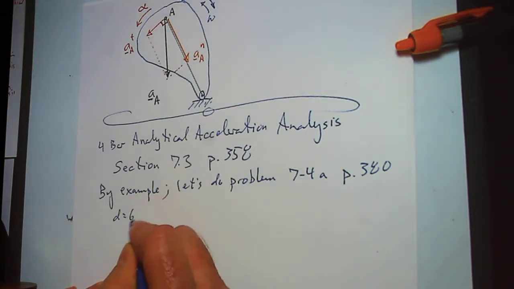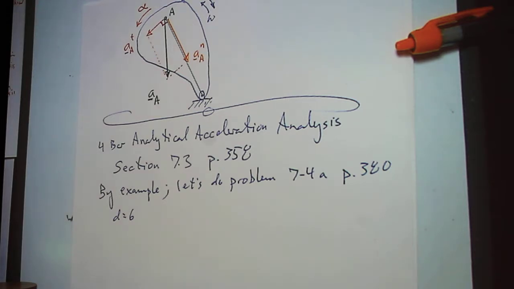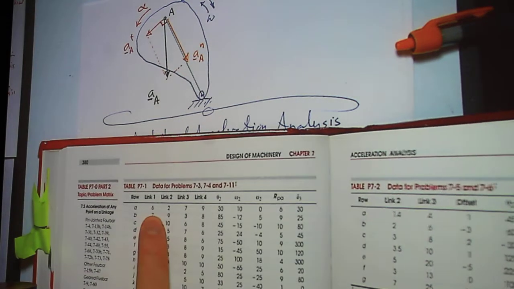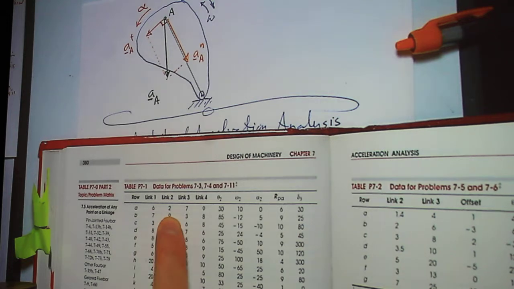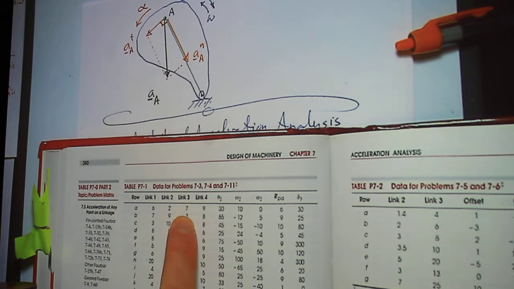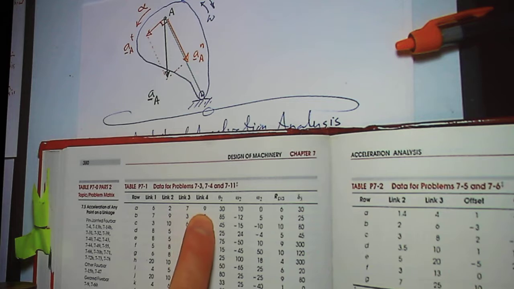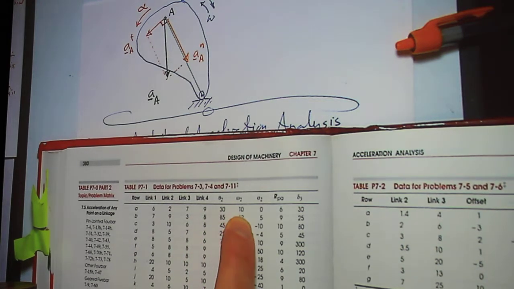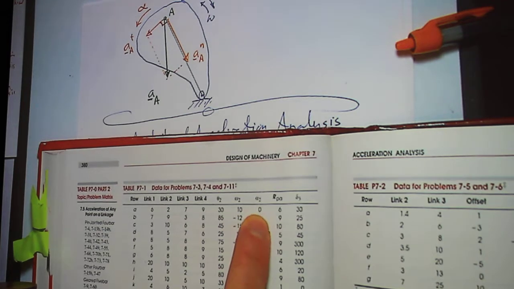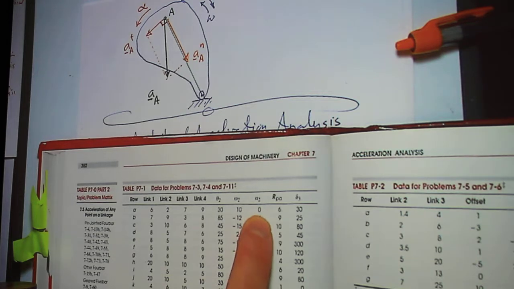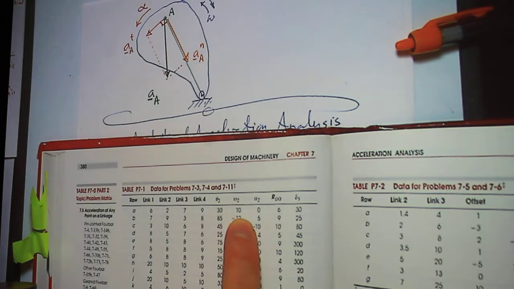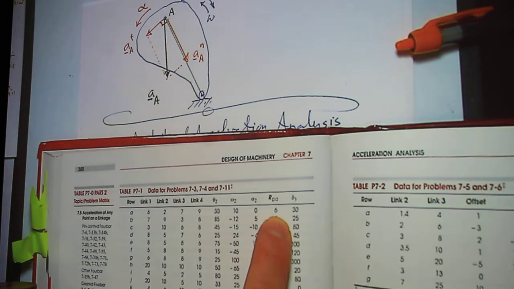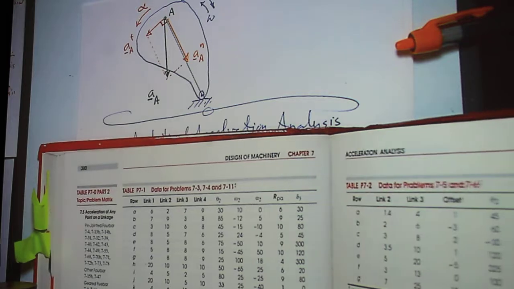So if you look at row A here, we have D is equal to 6, A is equal to 2, B is equal to 7, C is equal to 9, theta 2 equals 30, omega 2 equals 10. Unfortunately, alpha 2 is 0, so I probably should have picked another one at the beginning of the semester, but this still works. There's still an acceleration component because of your omega. And then RPA is 6 and delta 3 is 30.